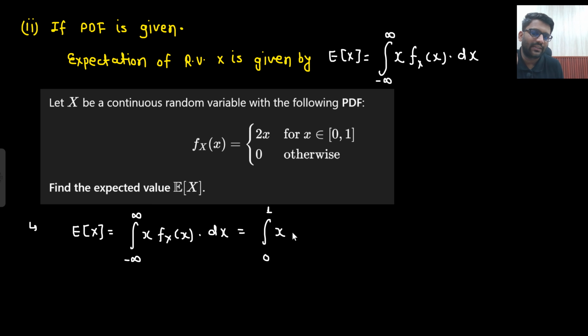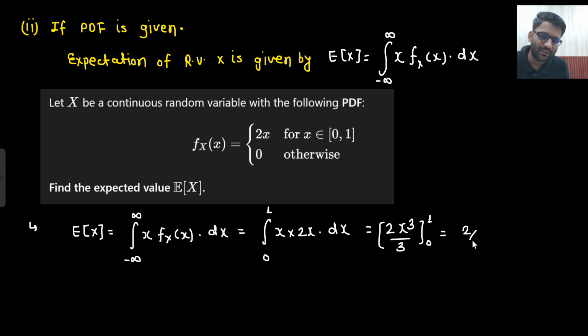Now what is your f_X(x)? That is 2x dx. So what will be the answer? 2x cube by 3 from 0 to 1. So the answer is 2 by 3. This is the answer.